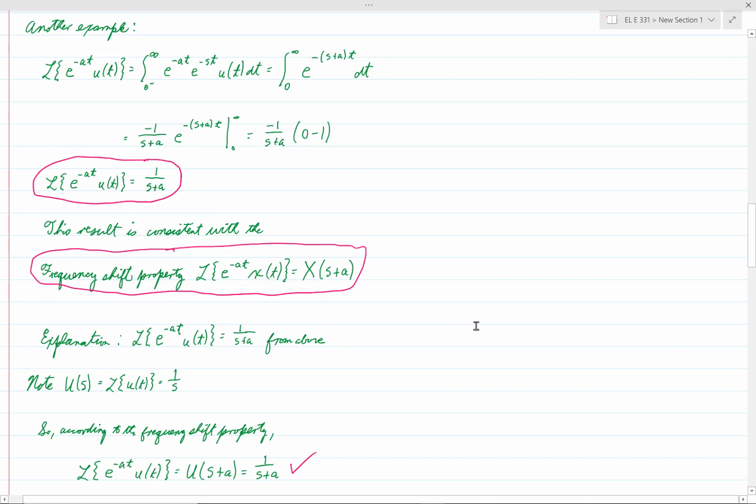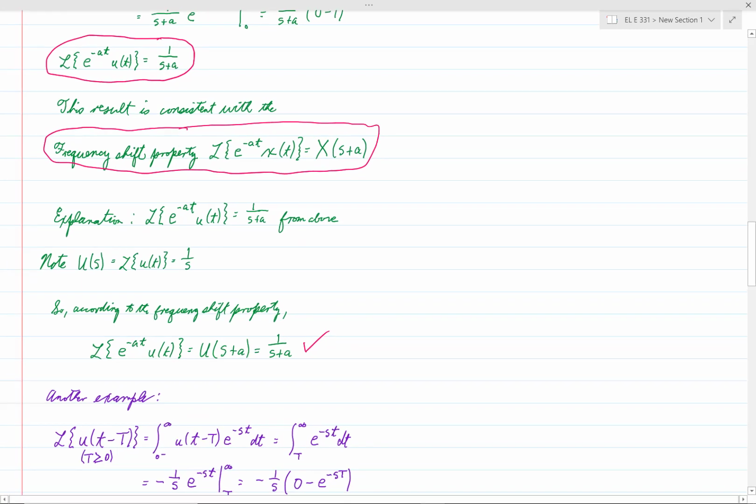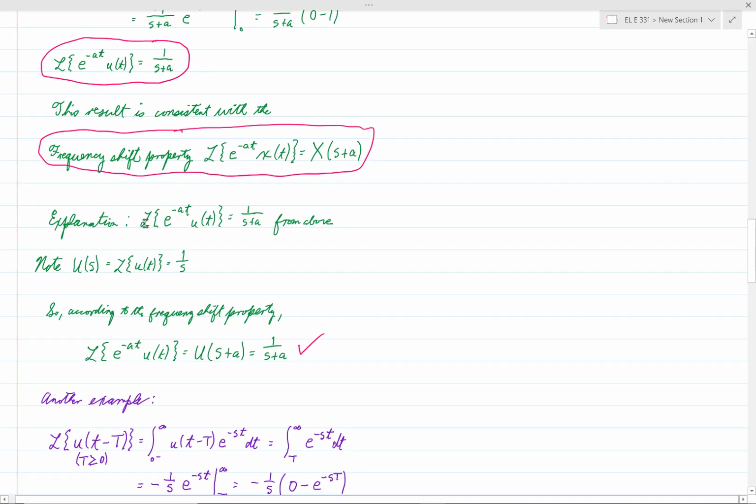And so let me explain now how that shift property could give you this same result. The Laplace transform of e to the minus at u of t is equal to 1 over s plus a. We found that up here by doing direct integration. But how could we find that out using the frequency shift property?